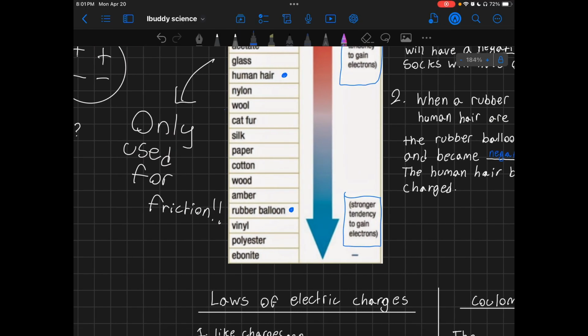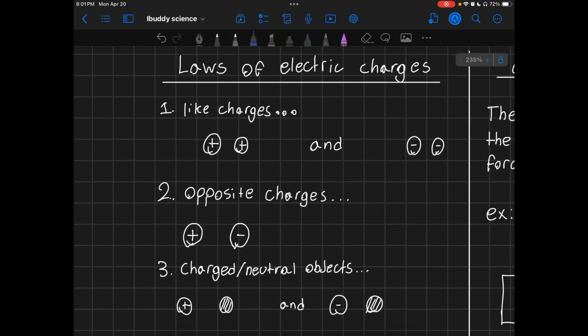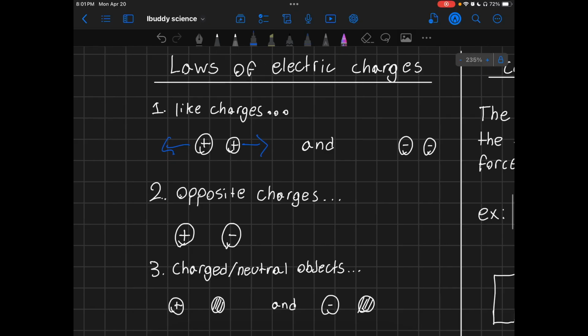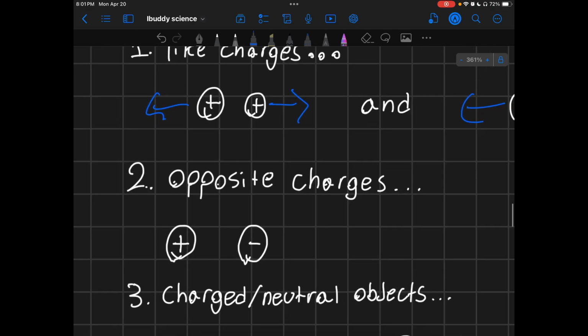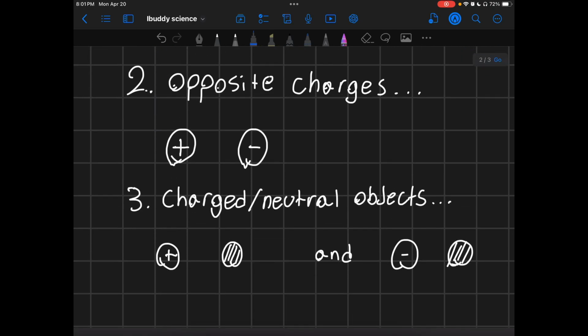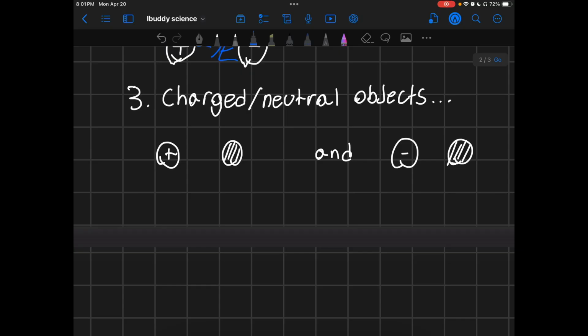Now I'll go over some laws of electric charges. Like charges repel each other. We can see here that two positives repel each other and two negatives repel each other. Opposite charges attract each other, so these will go towards each other, while charged and neutral objects will also attract each other.